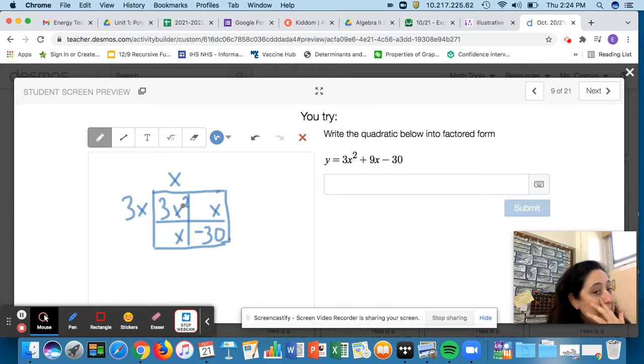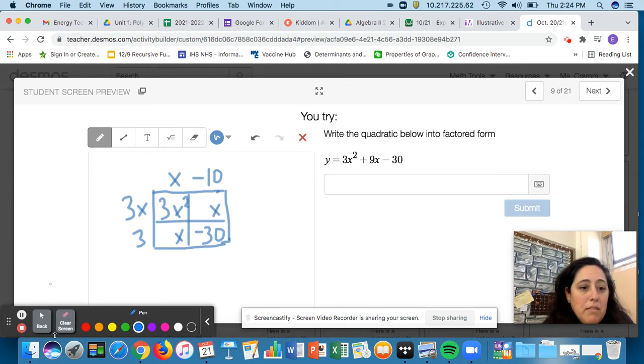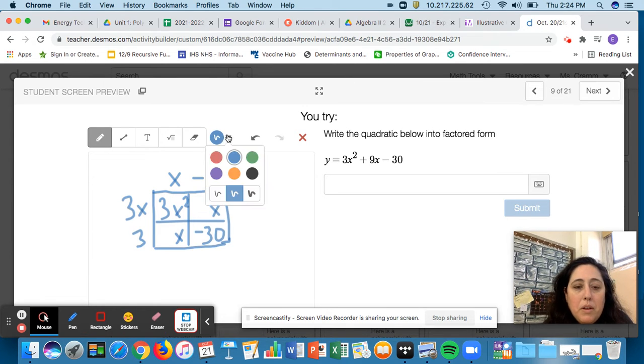All right, so now let's see. I know that I need 2 terms that will multiply to give me a negative 30. So I know I need a minus and a positive, okay? So I'm just gonna pick negative 10 and 3, okay? Because 3 times negative 10 gives me negative 30. All right, cool. So now I wanna see, all right, does that work?